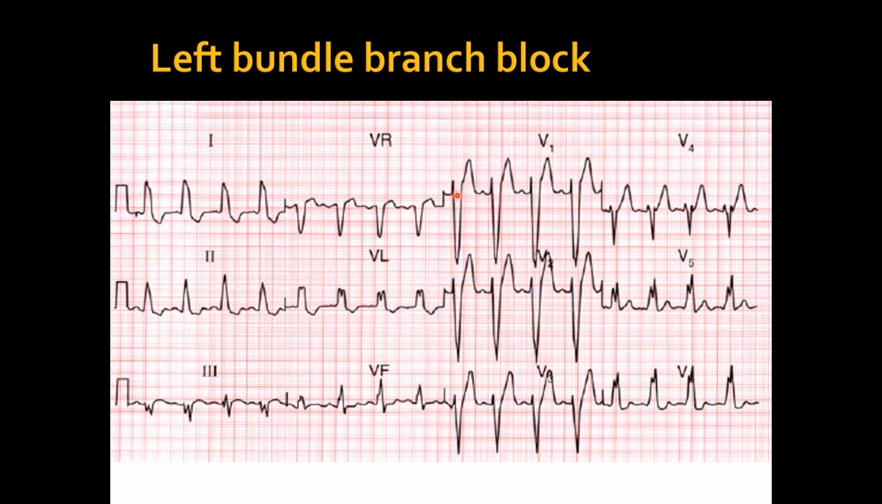So let's see. The QRS complex is widened. There is no upright tall R wave. There is an M pattern in lead 1, V5 and V6. And you can see that ST and T waves are oppositely deflected compared to the corresponding QRS complex. So this is left bundle branch block.